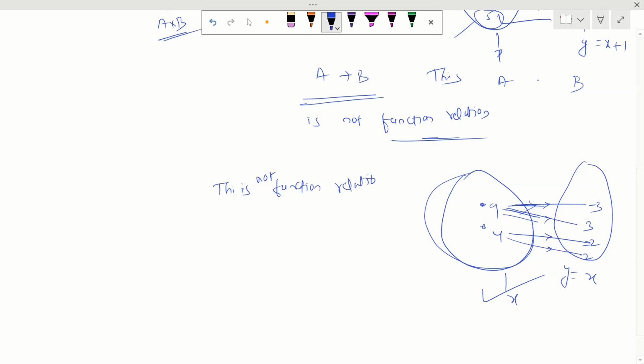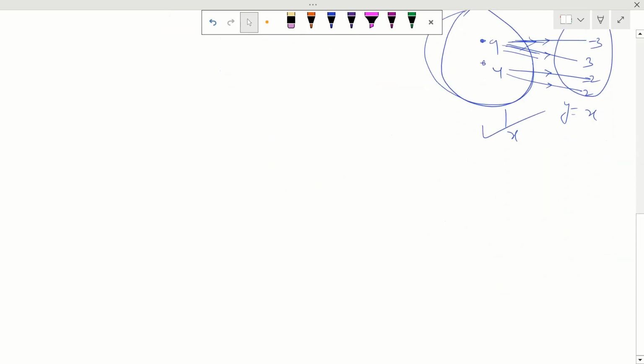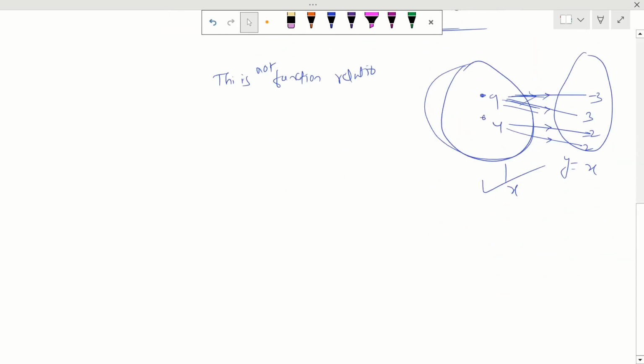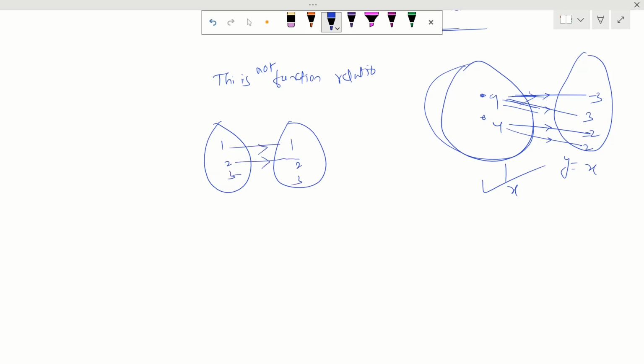This is not a function relation. We can say a relation is a function when it has only a single image. So 1, 2, 3 here, and 1, 2, 3 there. This one is a function relation, because only one relation is going out from each element of the first set.